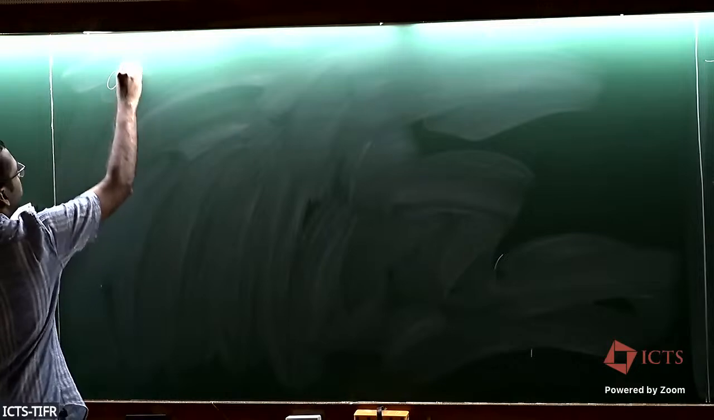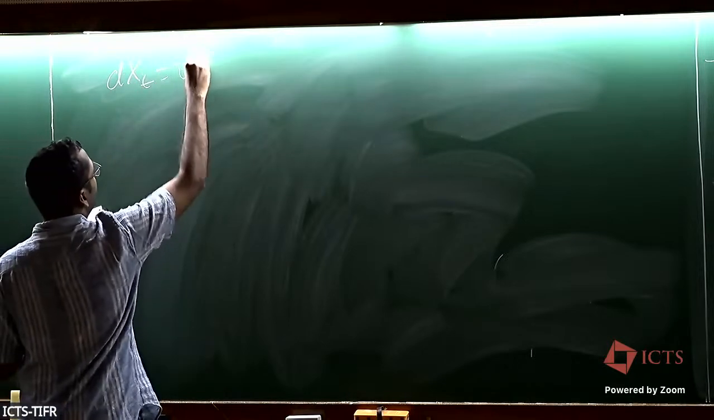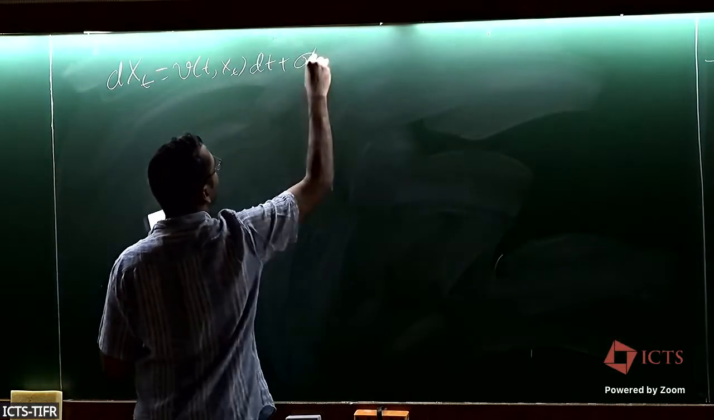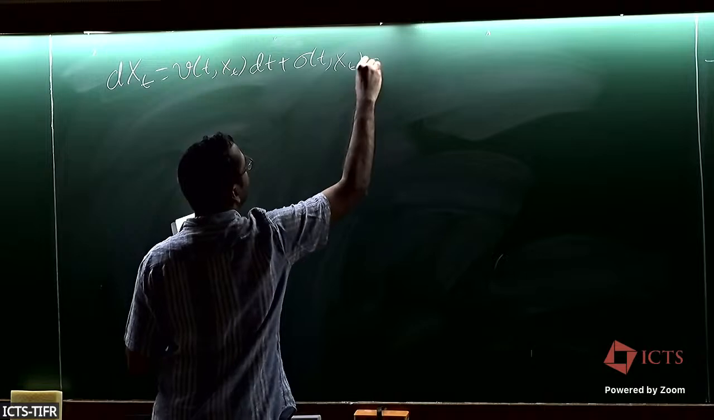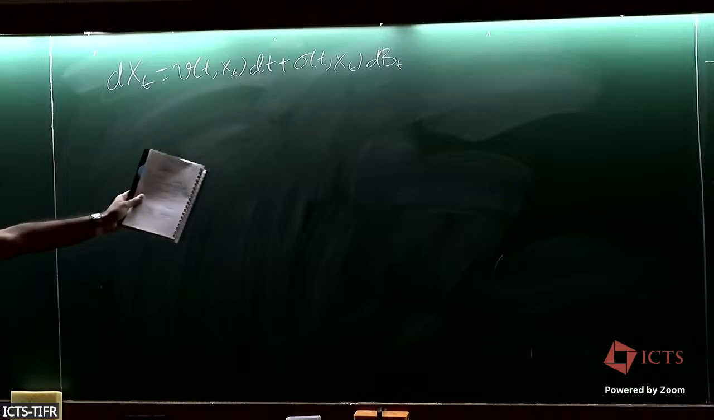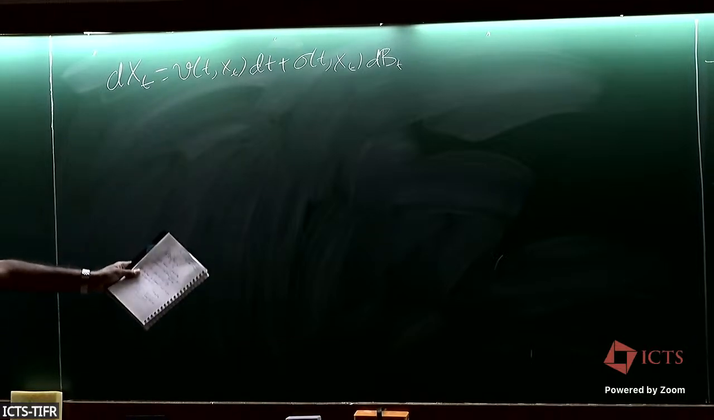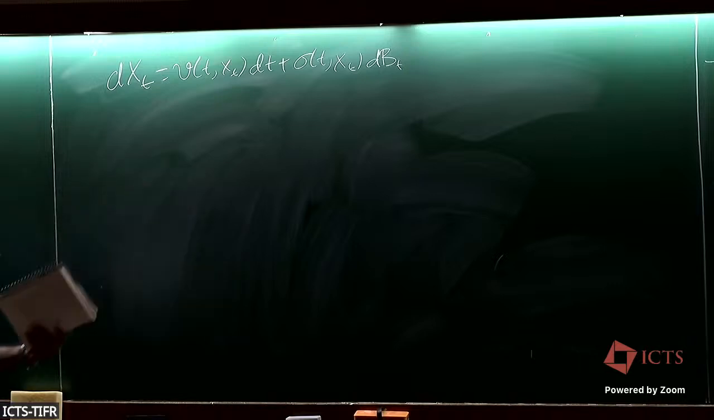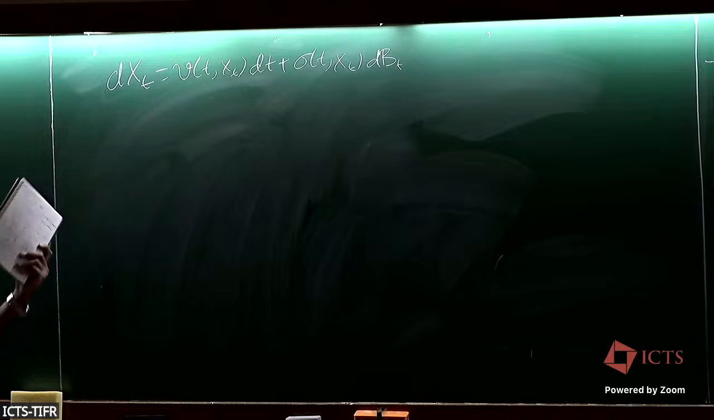So I told you about something like dxt is equal to v of t comma xt dt plus sigma of t comma xt dbt. I told you that dbt by dt does not make any sense. Like I said, if it was a differentiable function, it would grow locally as t minus s, right? But it grows as square root of t minus s, so it explodes if you try to divide it by dt, right? So its derivative doesn't exist. So how do we make sense of this? Does anyone have an idea? How do we make sense of a stochastic differential equation?